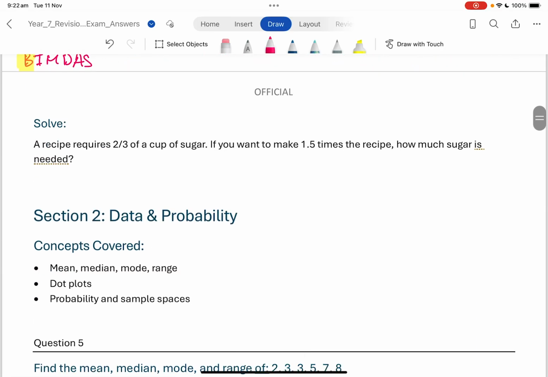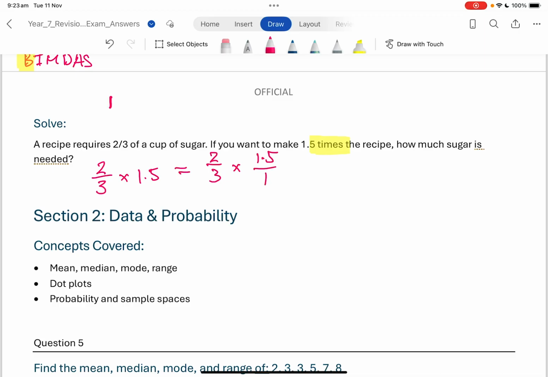All right. A recipe requires 2/3 of a cup of sugar. If you want to make 1.5 times the recipe, how much sugar is needed? Well, this is telling us that we need to do 2/3, and because it says times, we're going to multiply by 1.5. Now, me personally, I would prefer to be multiplying fractions together. So I'm going to write this as 2/3 times 1.5 over 1.